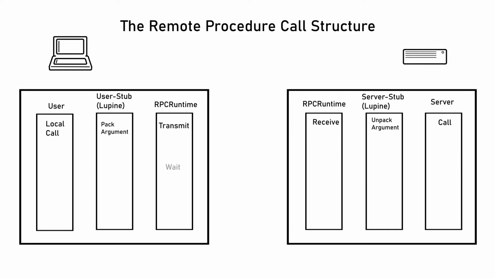The server completes its portion and now repeats almost the exact same steps started by the user. It sends to the stub, which packs the argument, then hands off to the RPC, which in turn transmits the information back to the user.